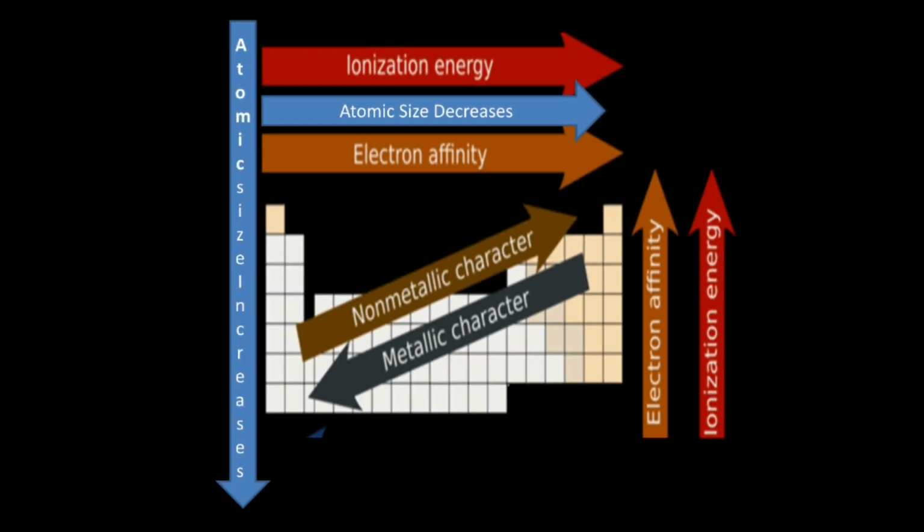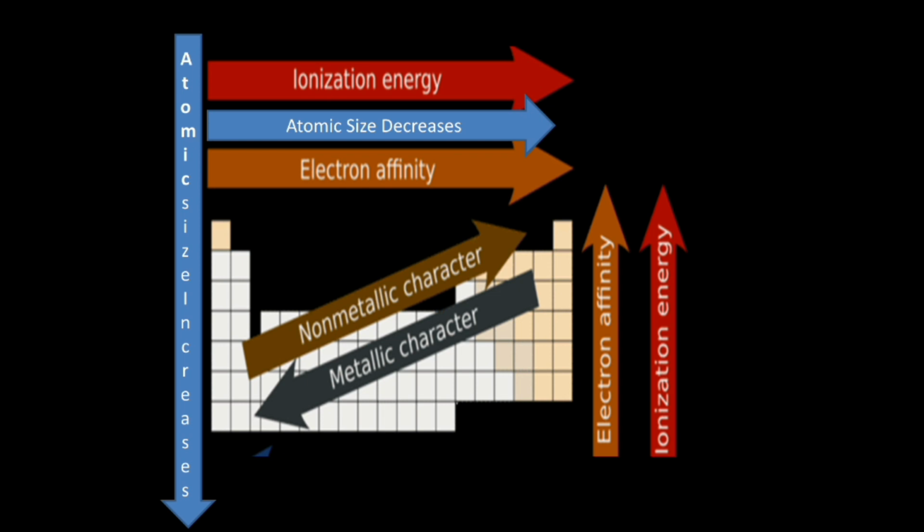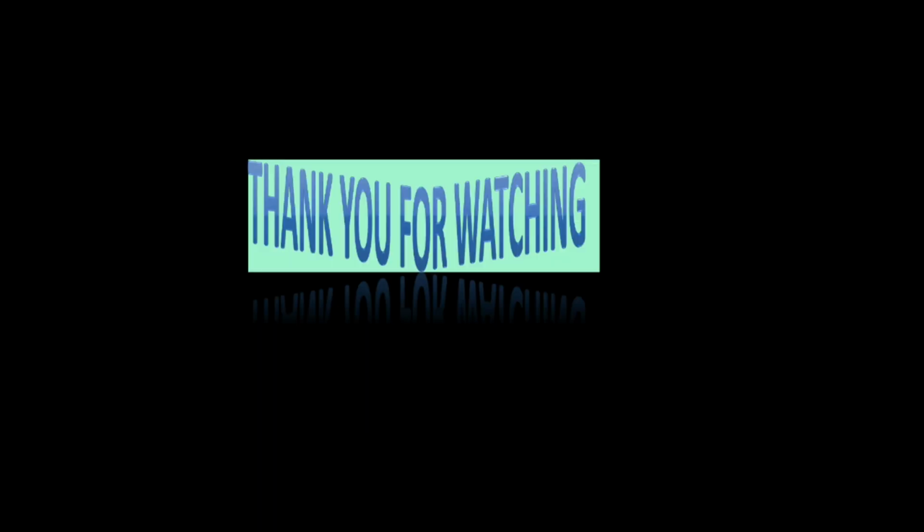Finally, we have completed the trends in the periodic table. Ionization energy increases, electron affinity increases, and non-metallic character increases as we move from left to right of the periodic table. As well as when we move from down to top of the periodic table, ionization energy and electron affinity increase. Thank you very much for watching this. Hope you have understood.